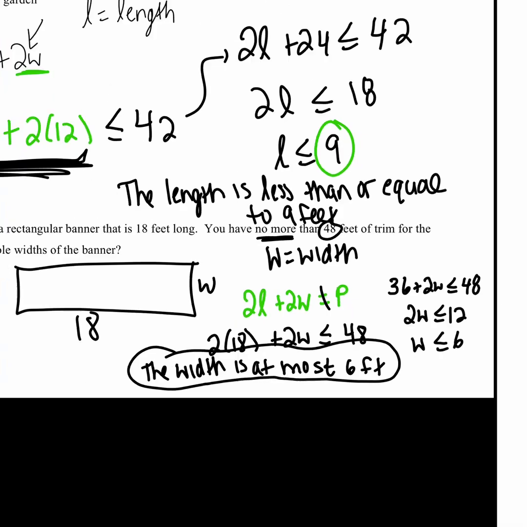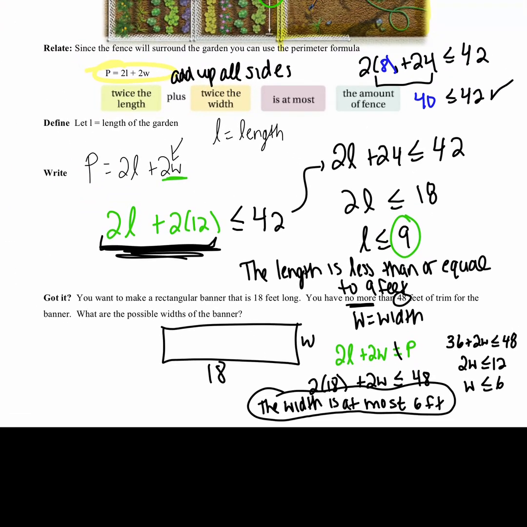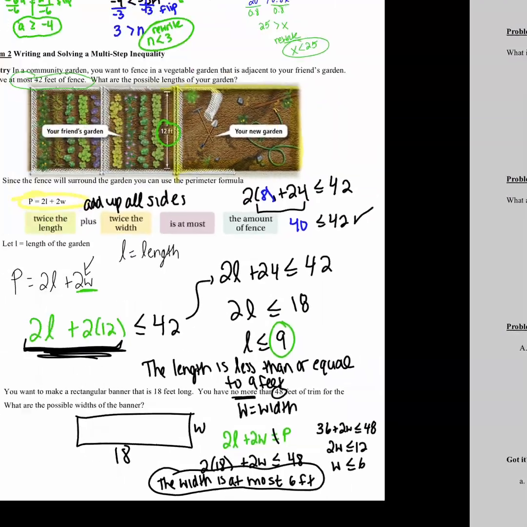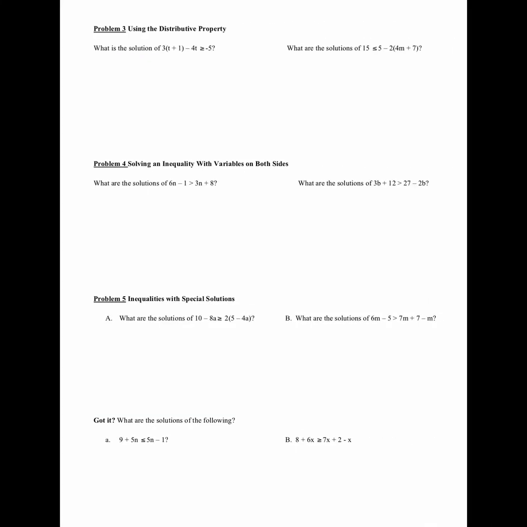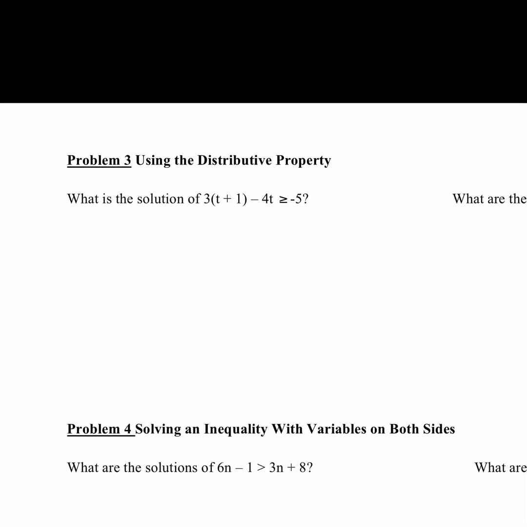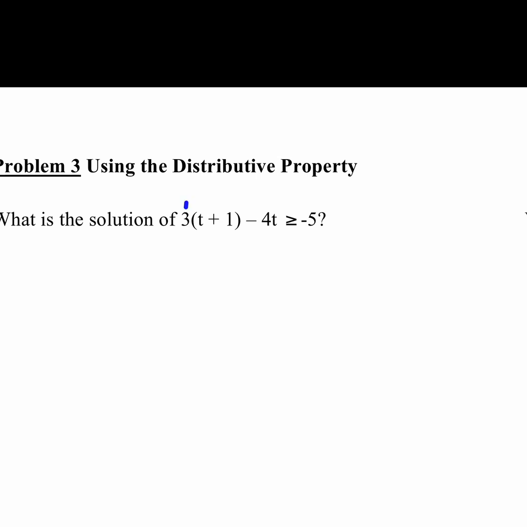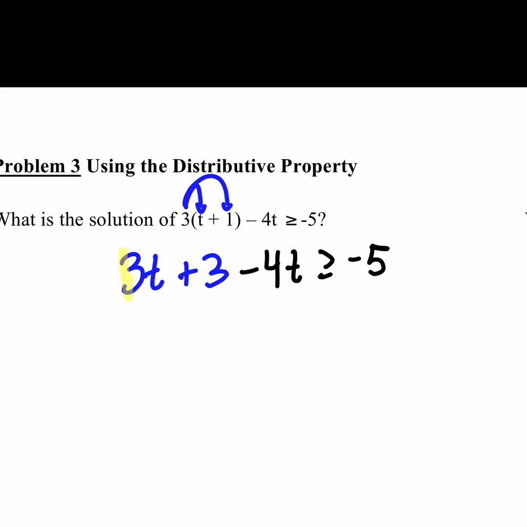All right, now flipping to the back. Almost done here, just a few more problems with simplifying. No more word problems though. So we're going to use the distribution property up here, just like we would an equation. 3t plus 3 minus 4t greater than or equal to negative 5. Combine those like terms. Make sure you take that minus sign with it. This becomes just negative t plus 3 greater than or equal to negative 5.